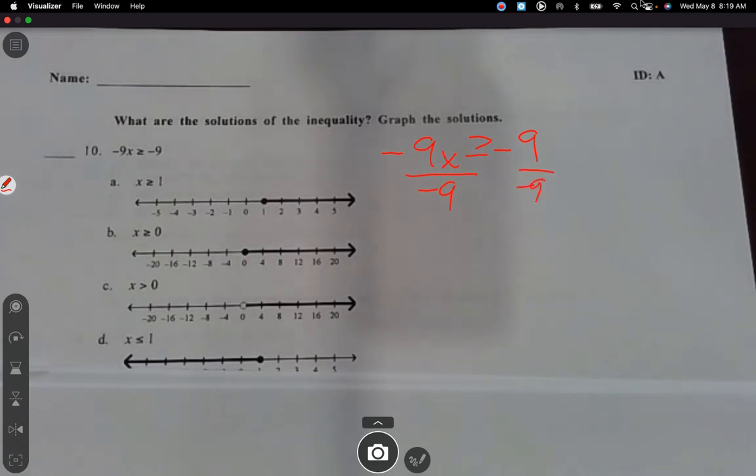So you divide by -9. And your rule, if you multiply or divide by a negative number, what do you do with that sign? You flip it. So over here, that cancels out to 1x. And what's -9 divided by -9? 1. So I'm looking at less than or equal to 1. So that is a closed circle, and it's going to the numbers that are smaller than 1. Okay? That's D.